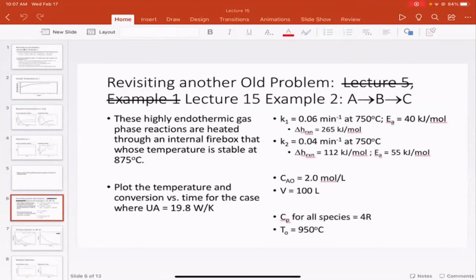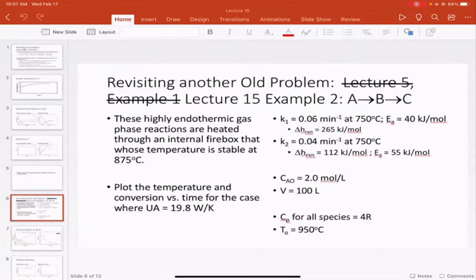If not, let's move on to a second example. And this one should also look quite familiar. So here, we're going to look at reactions in series. And so we have A goes to B goes to C. And we're going to assume in this problem that both reactions are very endothermic.